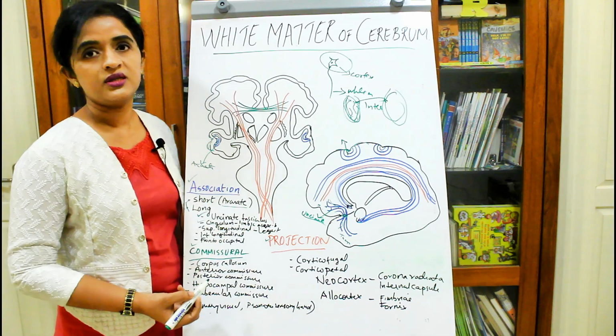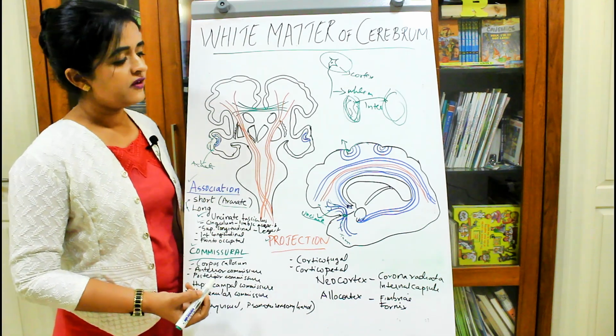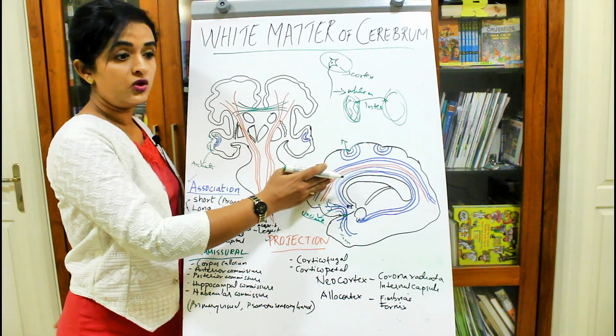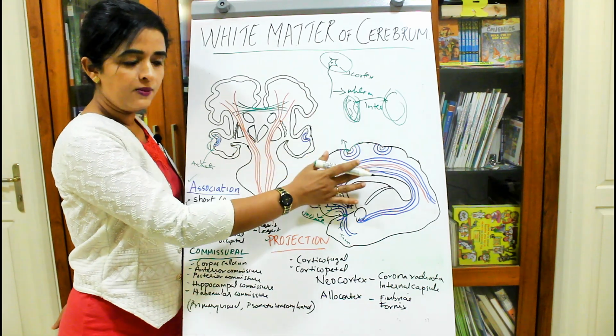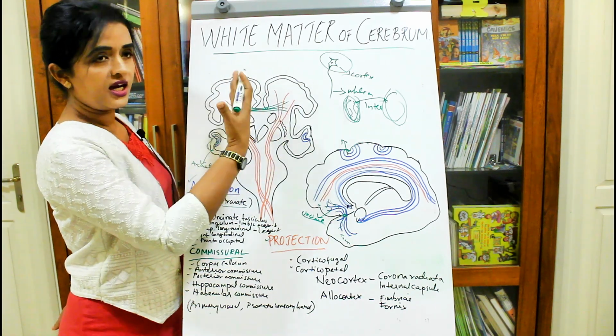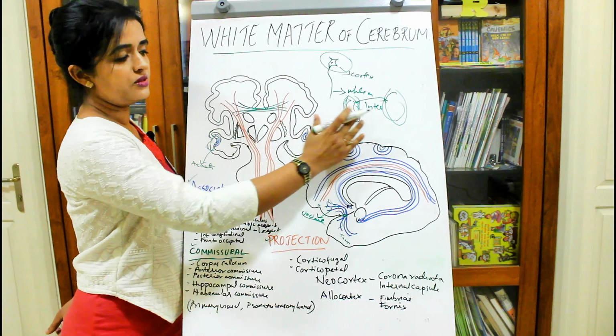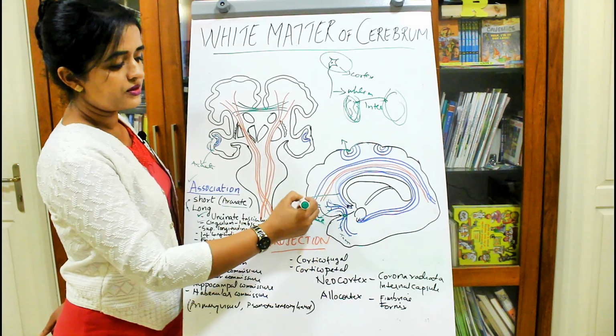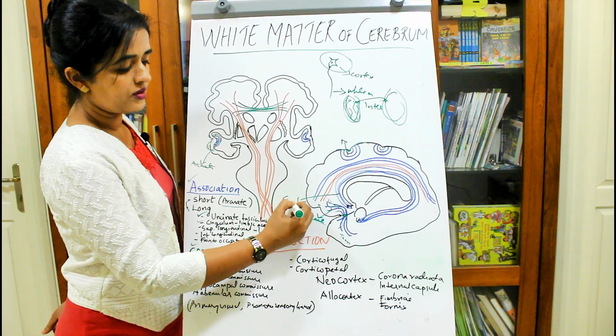The next one is cingulum. So cingulate fibers are actually lying beneath the cingulate gyrus. So this is actually a medial view. If you just cut the cerebral hemispheres like this, and if you look at the medial aspect, this is actually the medial view. So the cingulate fibers are, this is the cingulate bundle or cingulum.